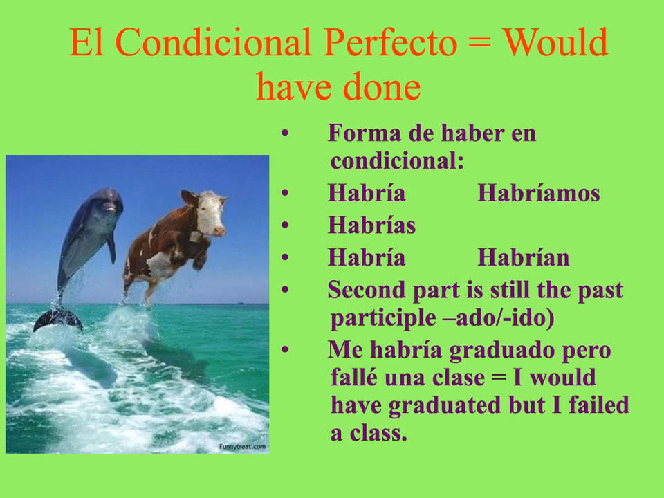And those are our 4 perfect tenses. Present perfect, what someone has done. Pluscuamperfecto, what someone had done. Future perfect, what someone will have done. And conditional perfect, what someone would have done.